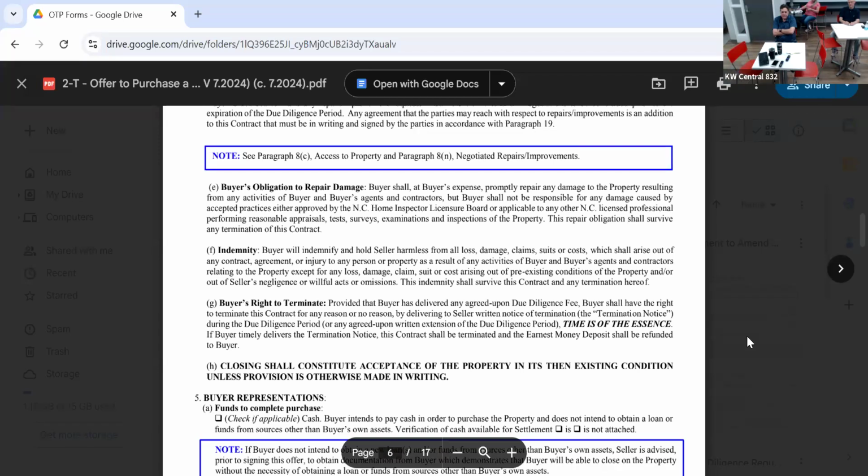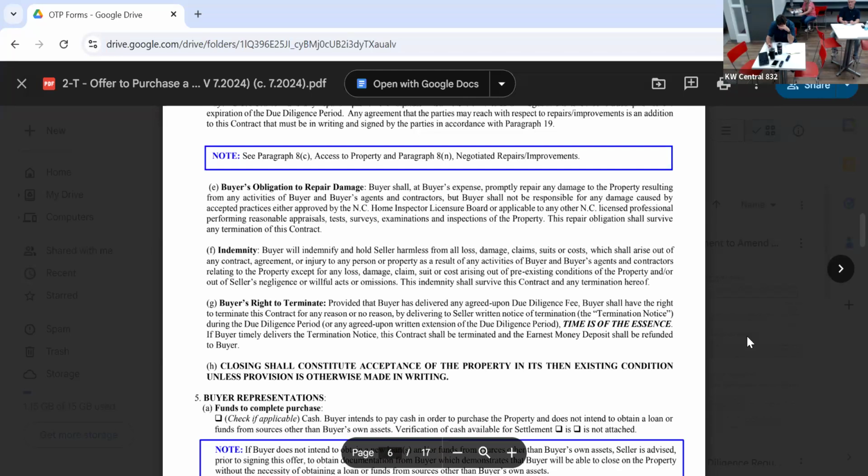So any damage that is caused that was not previously damaged anyway, the buyer is responsible for. Buyer's right to terminate. Again, we talked about this, that they have the right to terminate for any or no reason by delivering to seller written notice of termination during the due diligence period. Just because they deliver it during the due diligence period does not mean that they get their due diligence money back.